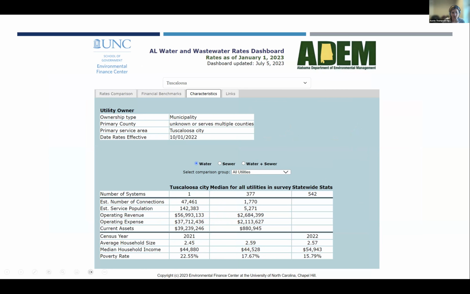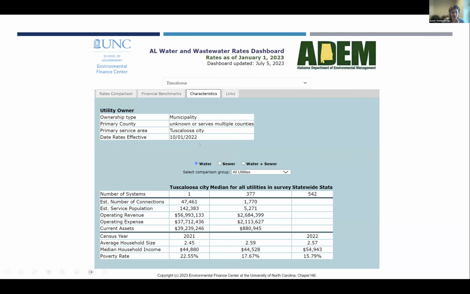Under the utility owner, that's where you'll find information about the specific utility that we've selected. We can see that it's a municipality. It serves multiple counties, or it's unknown what county it falls in. Then there's the primary service area, and the date the rates were effective. So we know that these rates were effective as of October 1st, 2022.